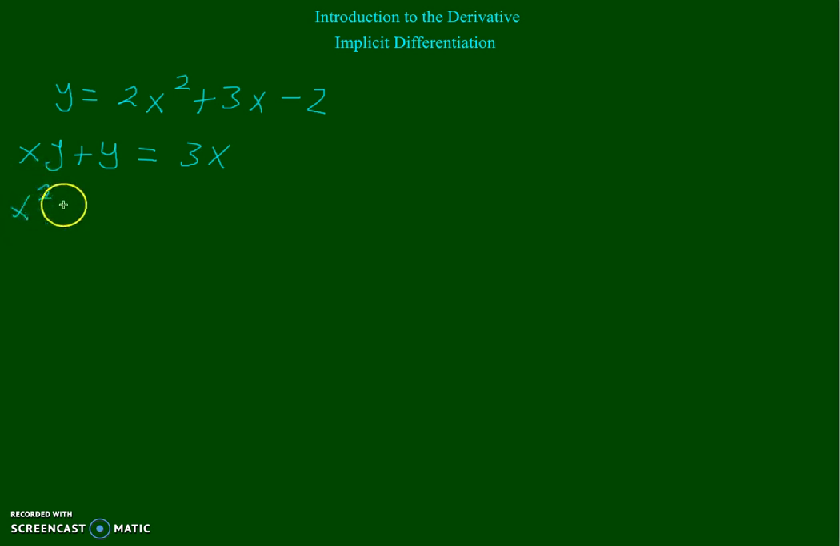x squared minus 2y to the third plus 4y equals 2. Now, this function would be extremely difficult to represent explicitly in terms of x. But we can still differentiate this function. And we do this using a concept called implicit differentiation.